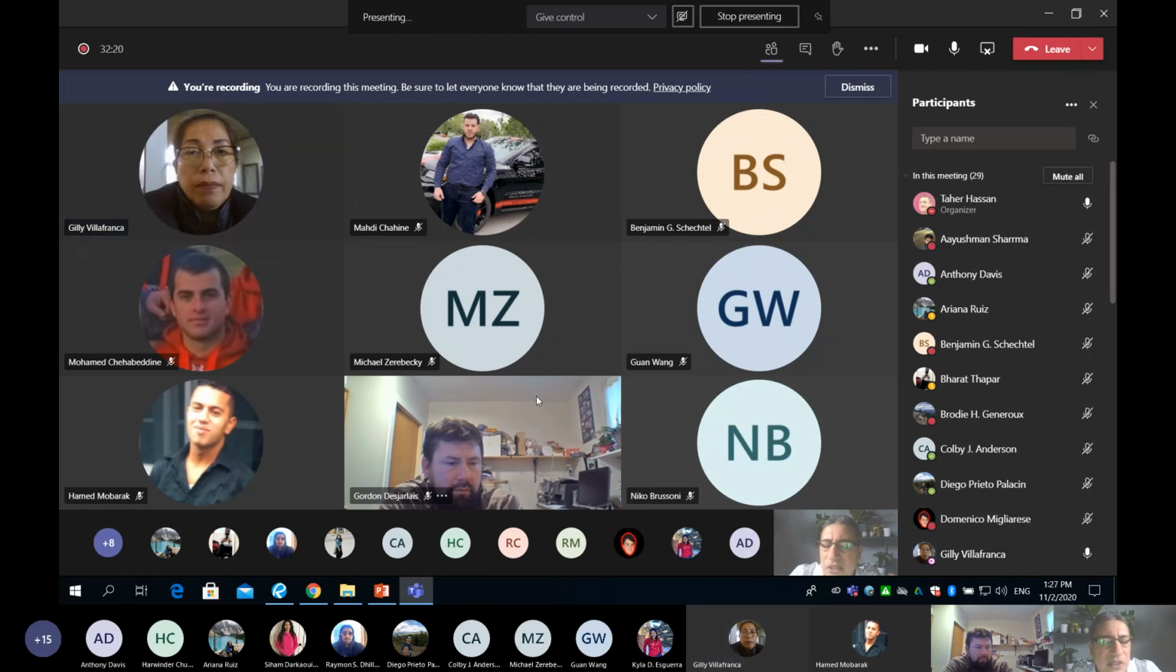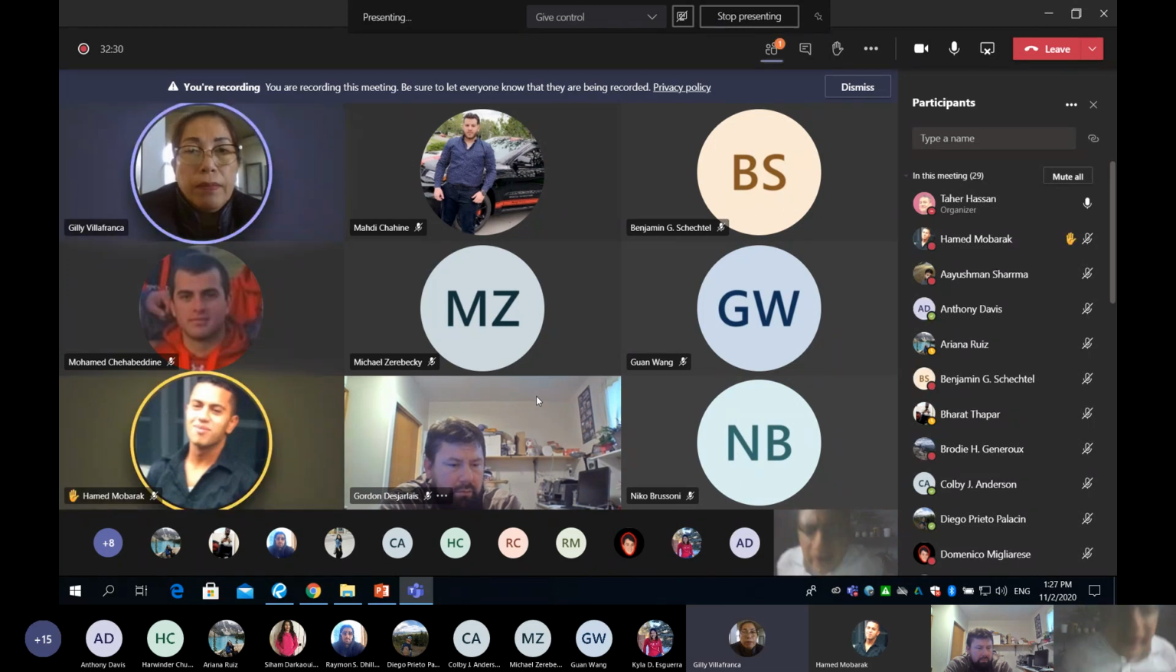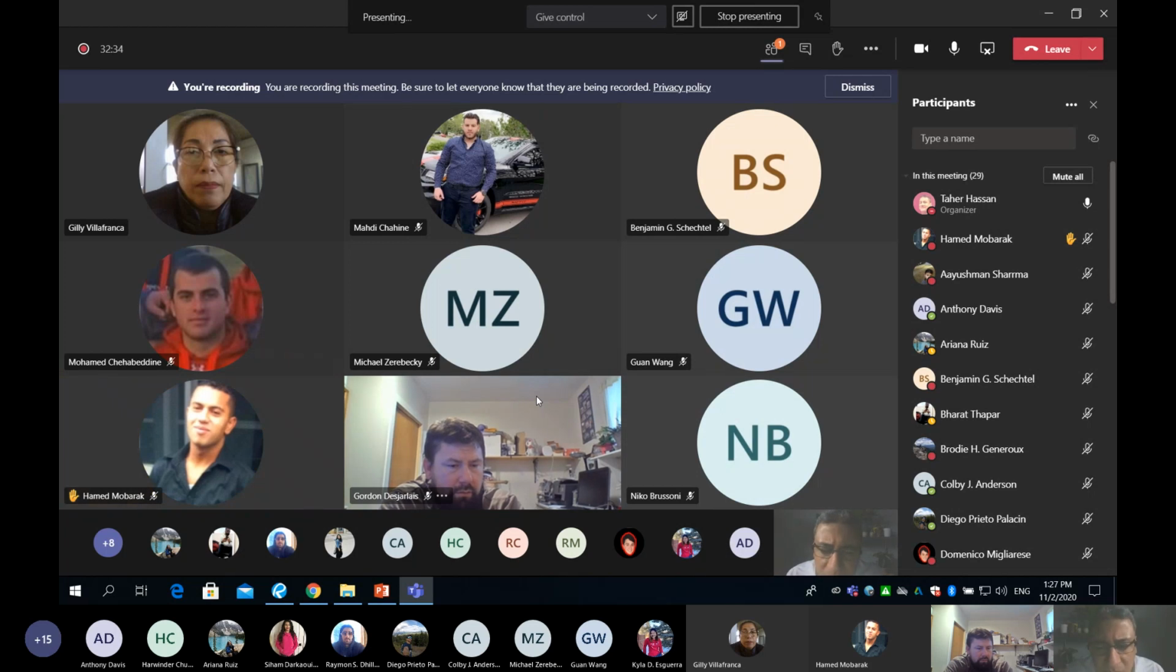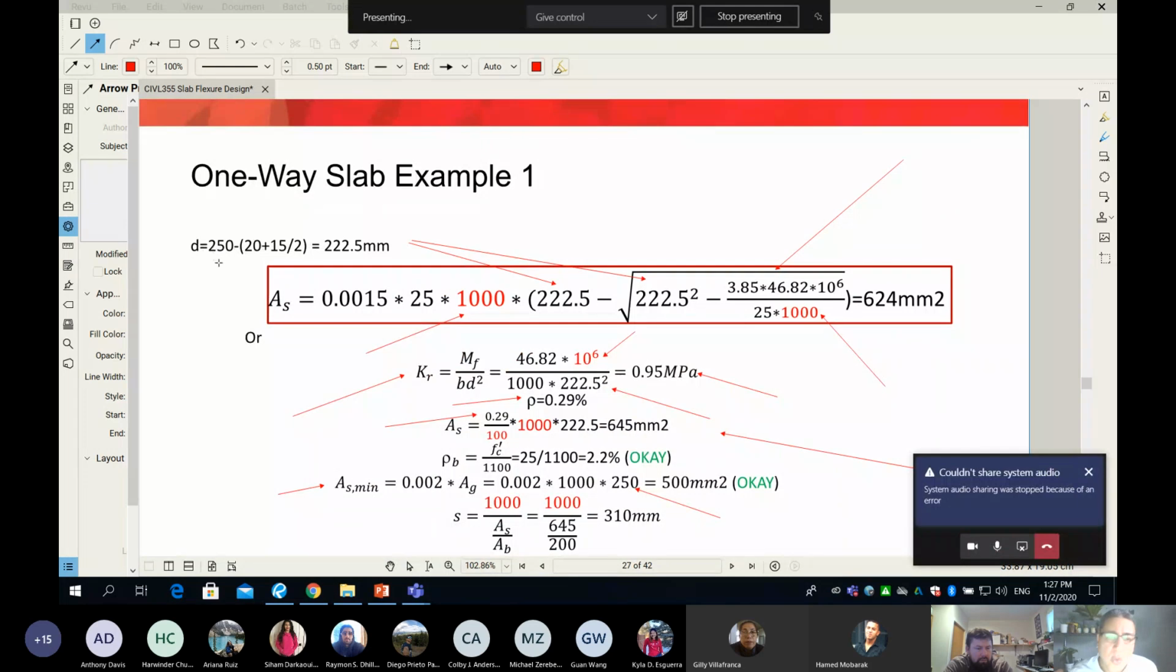Because simply slab is lightly reinforced, we will not have the issue of adding layers like beams. In beams, we have a very limited width and we're trying to fit so many bars. And if we cannot fit them with the right spacing, then we have to add two layers of rebar. In a slab, in 99.9%, that's not the case. Do you guys remember where I got the D? Look at this, please. Here is the D. What was my assumption? My assumption was it is one layer of rebar.